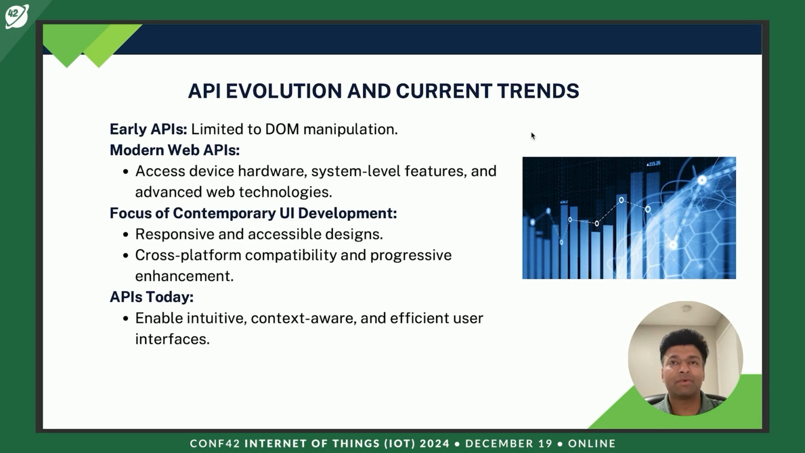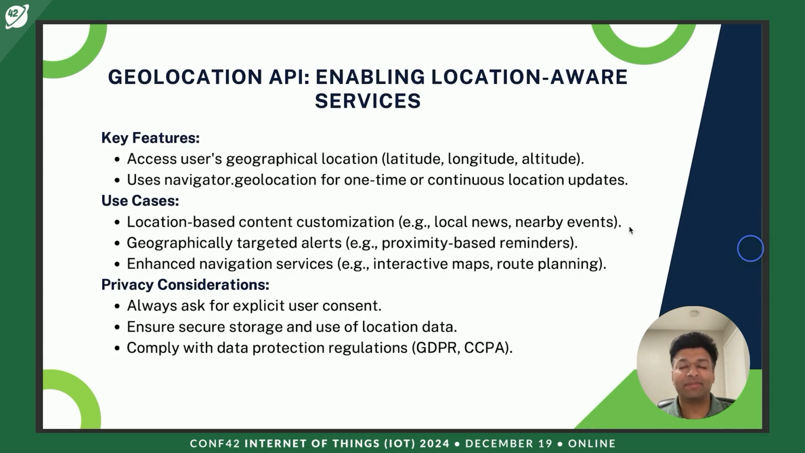Today's APIs are more powerful. They let us access device features, handle real-time interactions, and even create offline experiences. For example, in one project, we used modern web APIs to build a progressive web app for an e-commerce site. Customers could browse products they have previously viewed, even without an internet connection. This feature was a hit, especially during high-traffic periods like Black Friday, because it made the shopping experience smoother and less frustrating.